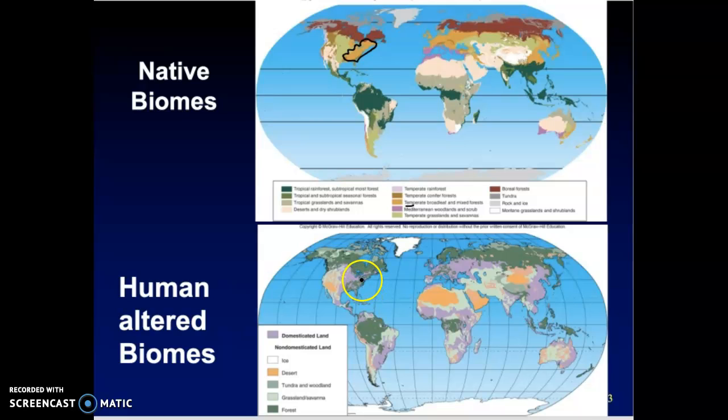Now look at how much of it's fragmented. Check out the prairie. Now, this was all prairie as a native biome. Now look at almost all of it has turned purple because we've domesticated it. So the two biomes that have been the most altered, at least when we talk about the United States.